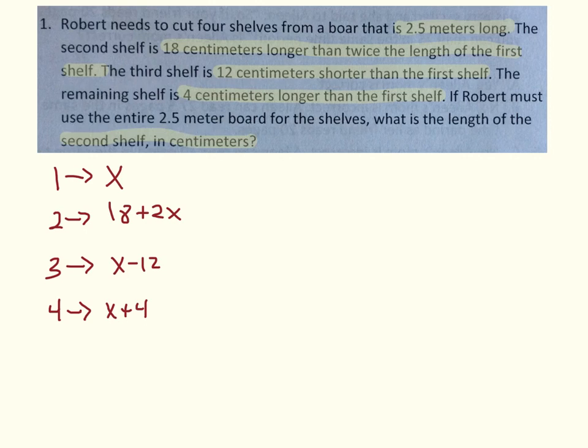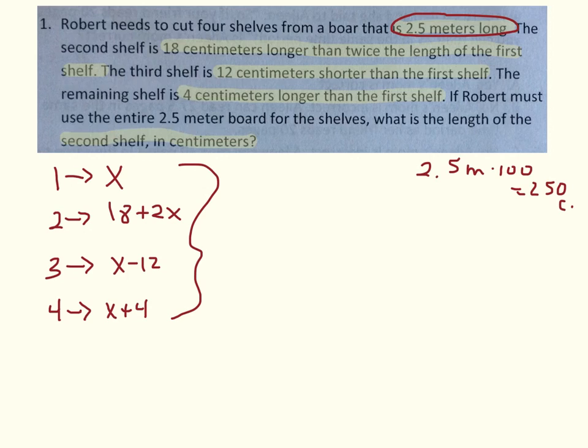Now that we have these 4 boards established, what we do know is that if I were to add all of these together, they would add up to 2.5 meters long. So we need to convert this 2.5 meters to centimeters. Now remember, 2.5 meters times 100 is going to give me 250 centimeters. Okay? So now we're going to use 250 centimeters instead of 2.5 meters.